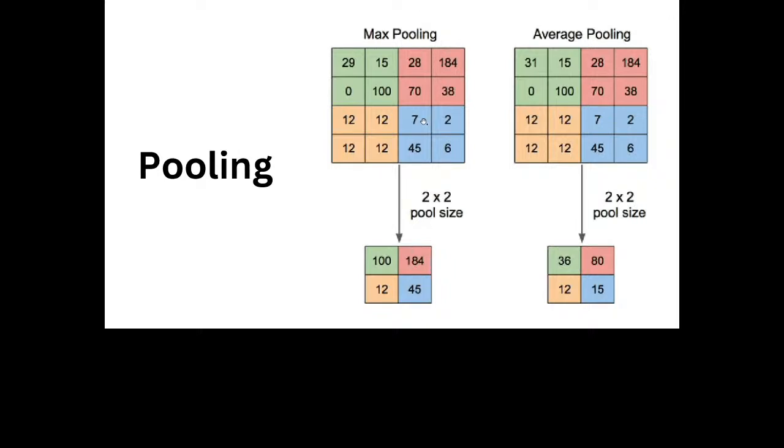So we can see that we have reduced the dimension from four rows and four columns to two rows and two columns. So this is also going to save us some computation time and processing time.